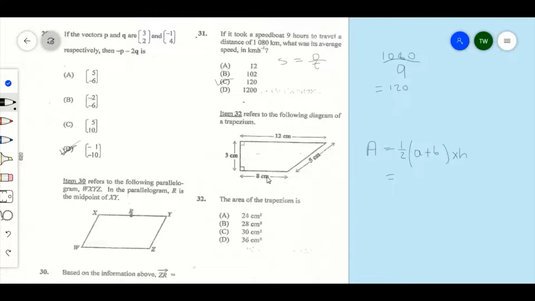That's going to give us 20. And then we multiply 20 by 3. That's going to give us 60. And then we find half of that. Or we could find half of 20, which gives us 10, and then times 3. So basically our answer here is going to be C. Alright? Clear? We could plug it in our formula over here, which is 1/2 times 12 plus 8.